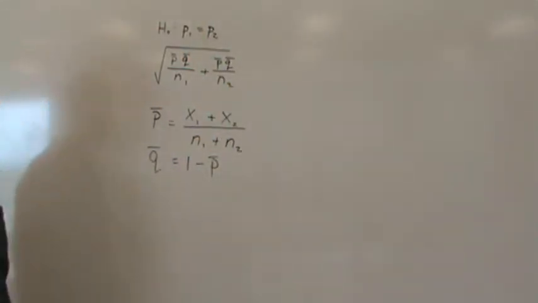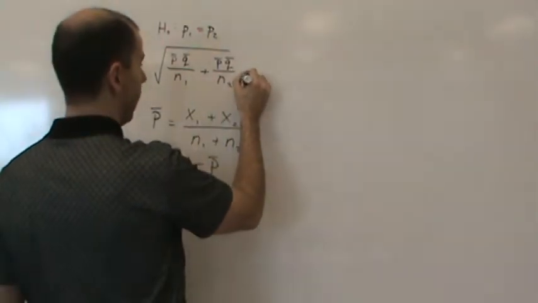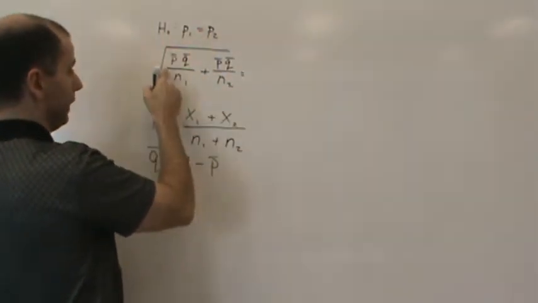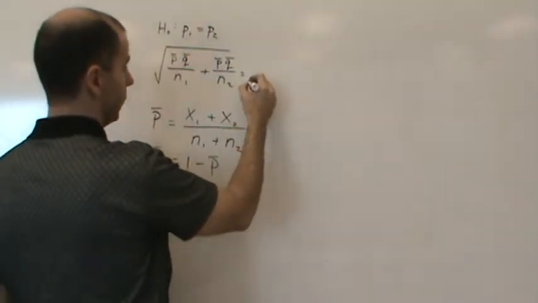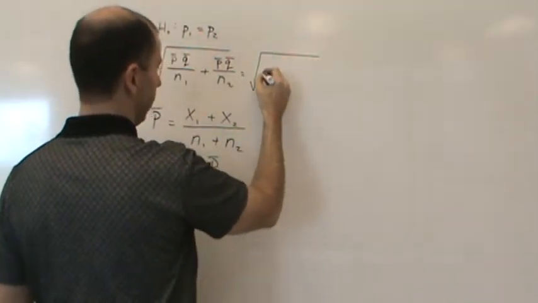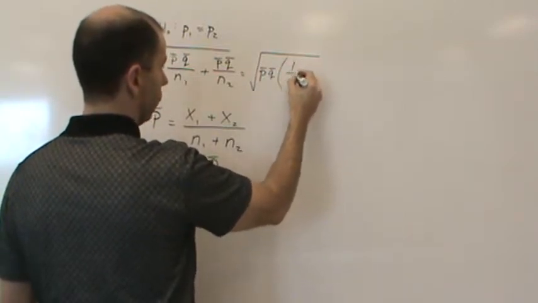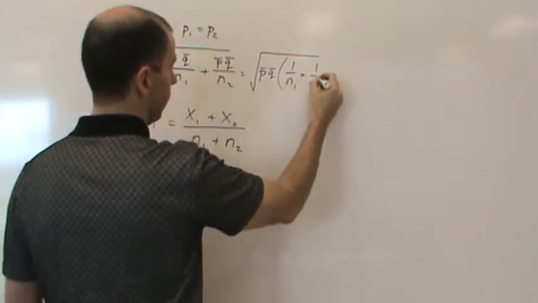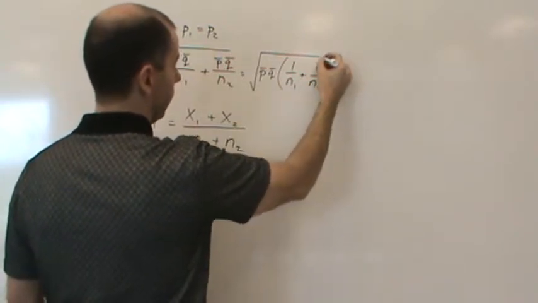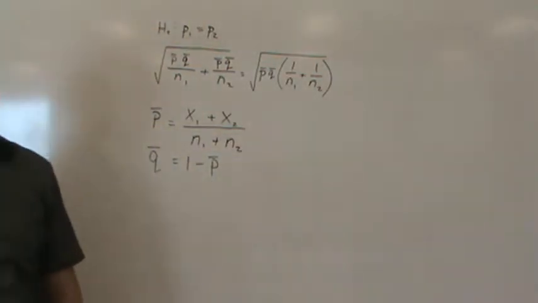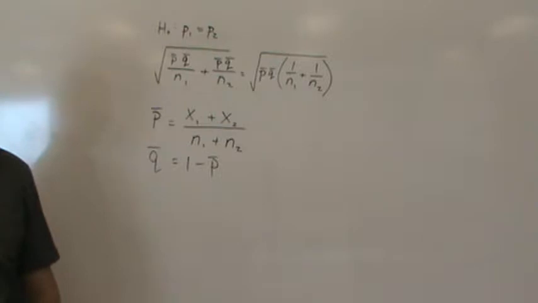Okay, now you see what's going to happen? We're going to simplify this formula similarly the way we simplified the one with pooled variance. So what we can do is now we can factor out the P bar times Q bar. So what we're going to end up getting is this calculation here. It'll be P bar Q bar times 1 over N1 plus 1 over N2. And that's the standard error that we're going to use for our test.